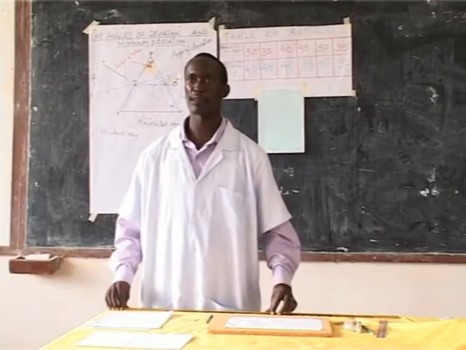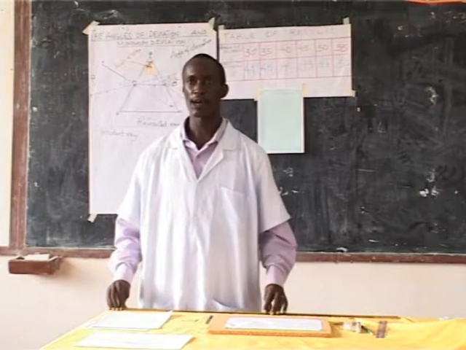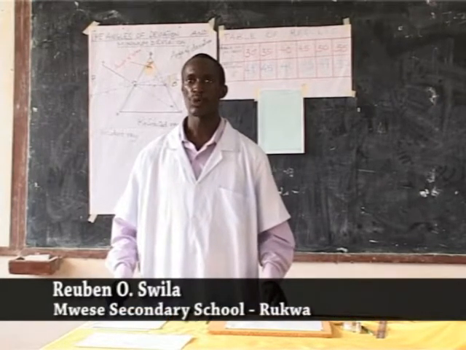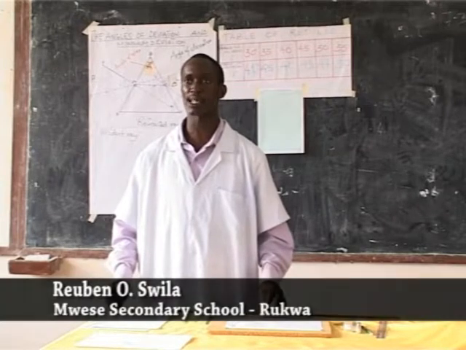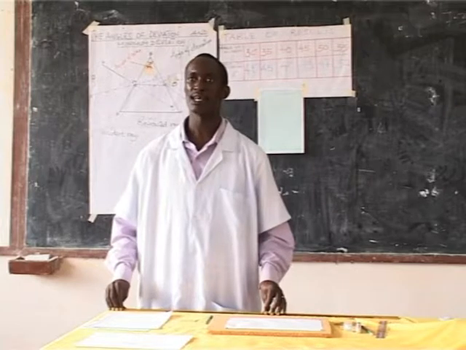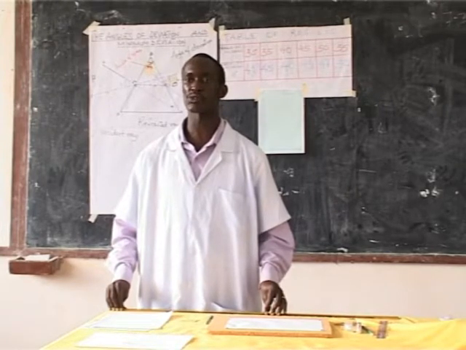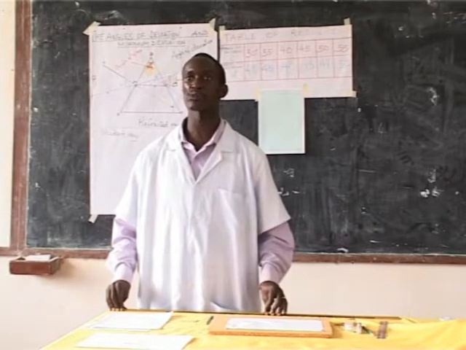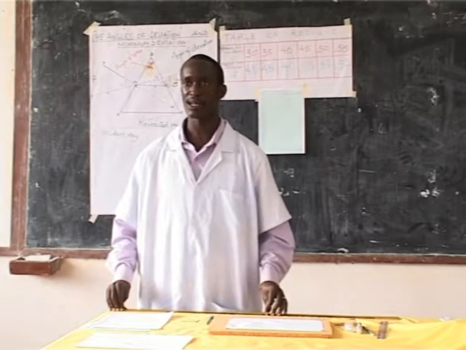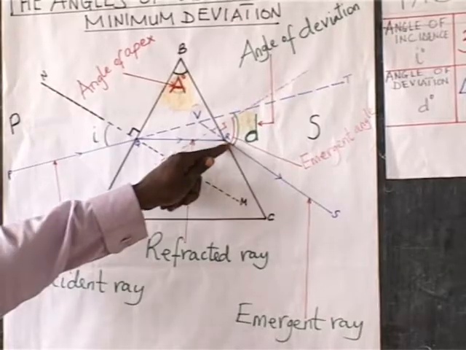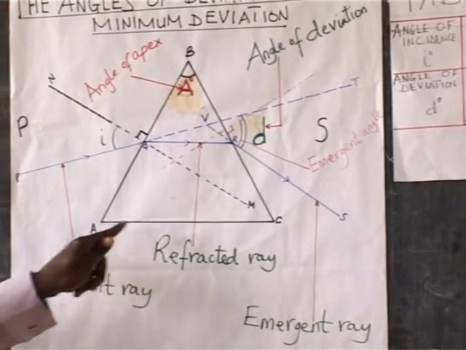The angle of minimum deviation is the angle formed between the incident ray and the emergent ray when the light passes symmetrically through the prism. At this moment, the angle of incidence is equal to the angle of emergence. The symmetrical condition occurs when line QR is parallel to the base of the prism, that is AC.